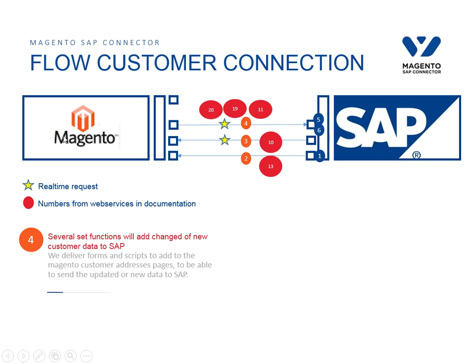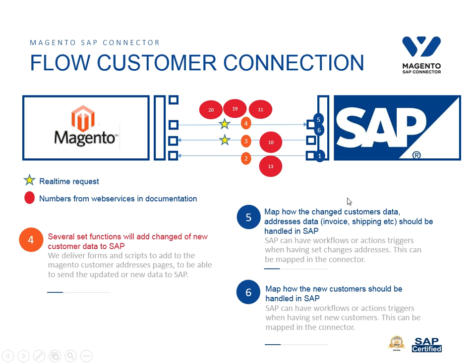When we have the data and the customer logged in the Magento side, the customer, of course, can change the data. And these can be sent real-time back to SAP. And in step 5, in the connector, you can decide whether you would like to handle the data in SAP. You can connect it to a workflow or directly accept it as you wish, like a business principle.